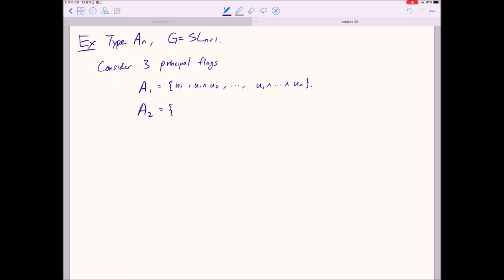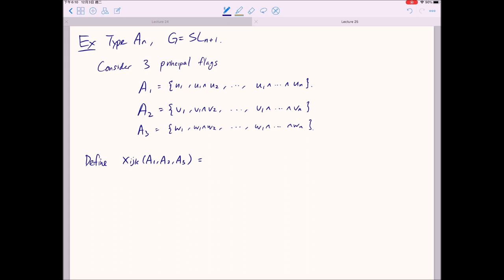So we have three flags, so I'll use U, V, W to denote them. Now I define the following function. This function is called x of ijk, and it is a function in three flags. What we do is take the wedge product of the first i vectors of the first flag, then the j vectors of the second flag, and then the k vectors of the third flag, and we require that i plus j plus k equals n.